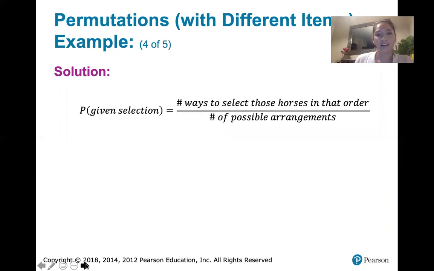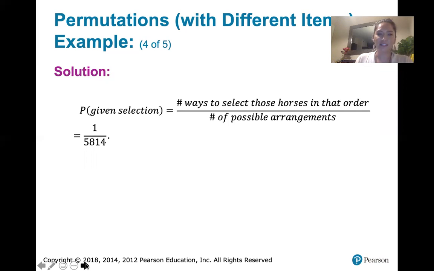The probability of that given selection winning is the number of ways to select those horses in that order divided by the total number of possible arrangements. Now, we already found the total number of possible arrangements when we found the permutation in part A. So there's only one way to select them in that order, and then we're dividing by that 5,814 that we found in part A.